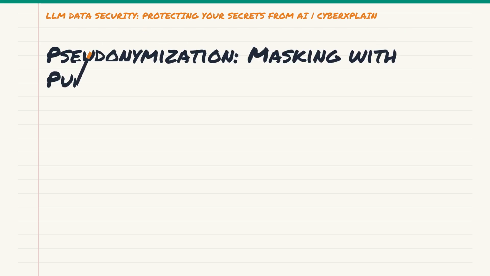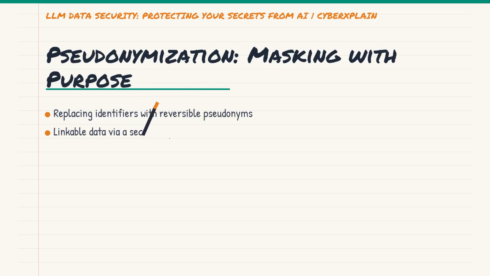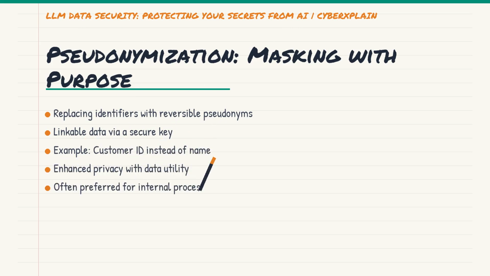Now, pseudonymization is similar to anonymization but with a crucial difference. Here, we replace direct identifiers with artificial, reversible identifiers, a pseudonym. So, instead of John Doe, it might become customer ID 12345. The key is that this pseudonym can be linked back to the original identity if you have the key or mapping table, but only by authorized personnel under strict controls. This allows for useful data analysis, like tracking a customer's journey, without exposing their real identity to the LLM or unauthorized users. It's a fantastic balance between utility and privacy.